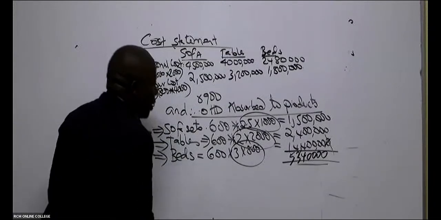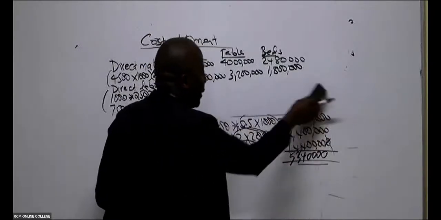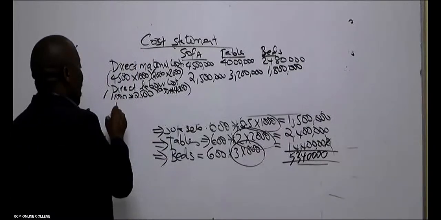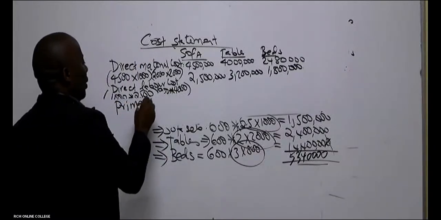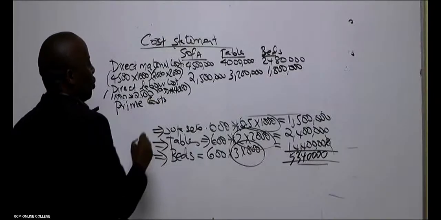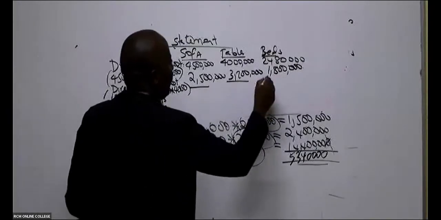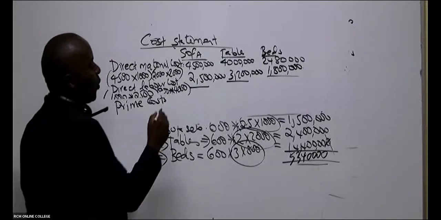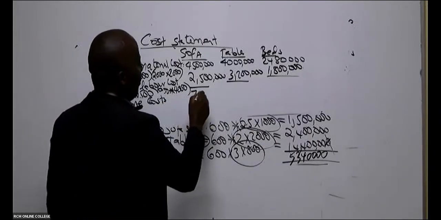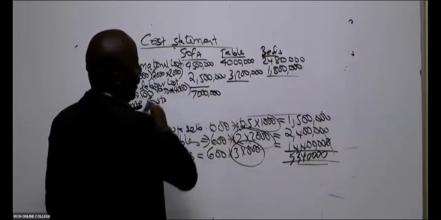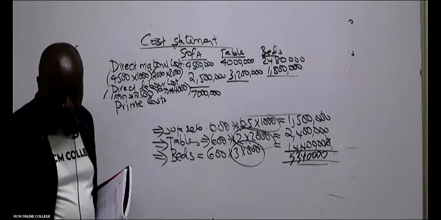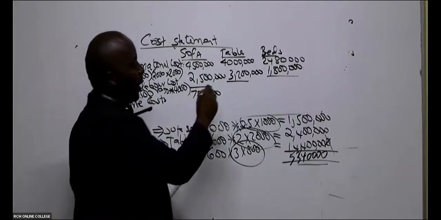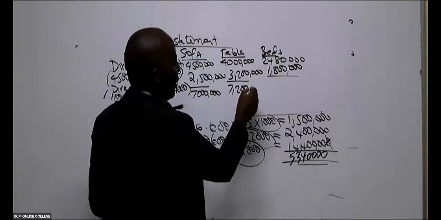So if you wish to show the examiner, you can come here and give us what we call the prime costs. You can as well call them primary costs. So prime cost, you add the two. Like now, this one will be 7 million. Is that okay? Thanks, Gadoni. 7.2 million. Thank you so much.